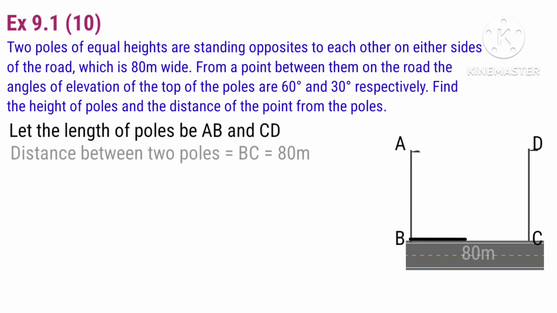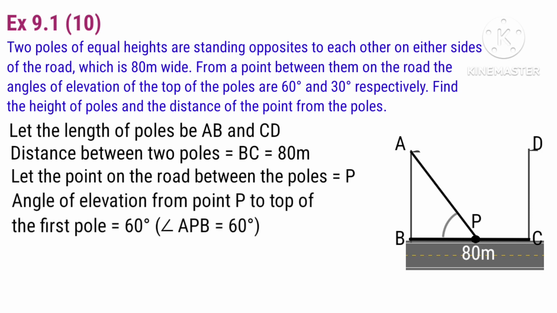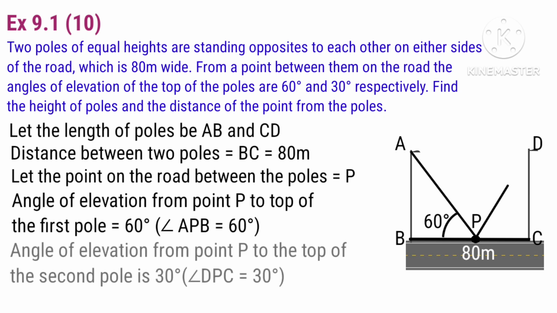Now they have given the distance between the two poles is 80 meter. So here BC தான் 80 meter. Now there is a certain point in a road and the point நம்ம P mark பண்ணிக்கலாம். Now from that point the angle of elevation to the top of the first pole is 60 degree. அதே மாதிரி அந்த pointல இருந்து the angle of elevation to the other pole is 30 degree.